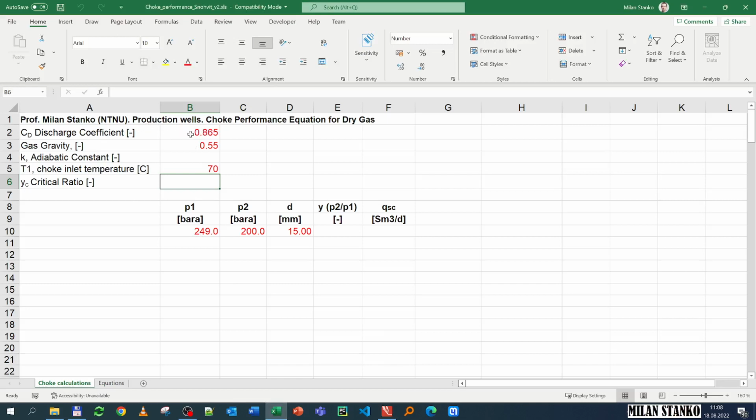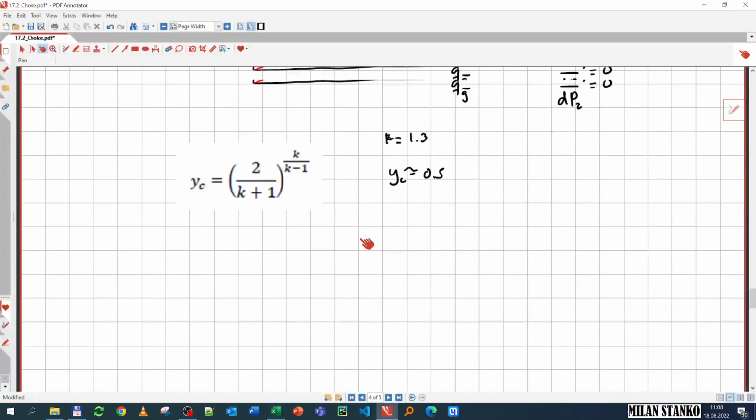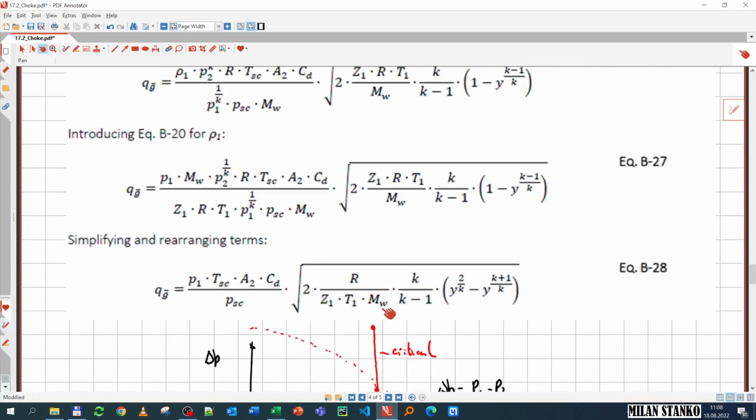It's less than 1 because we know we have this Vena Contracta effect. The gas gravity, which is the molecular weight of the gas divided by the molecular weight of air. And we know where that comes in the equation. That comes because I need this molecular weight. Okay, and also I need the C factor, so for that I also need the molecular weight.